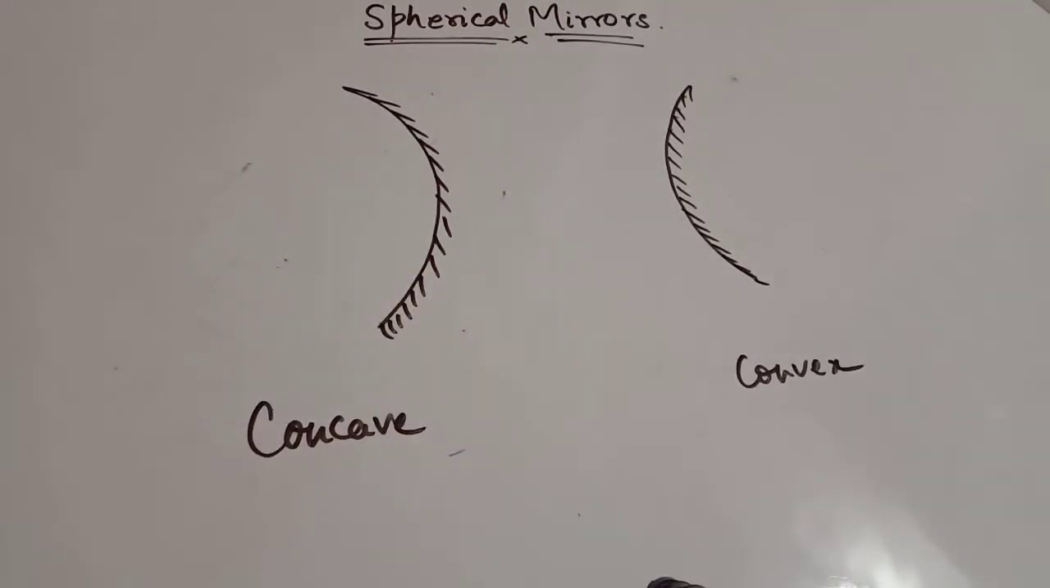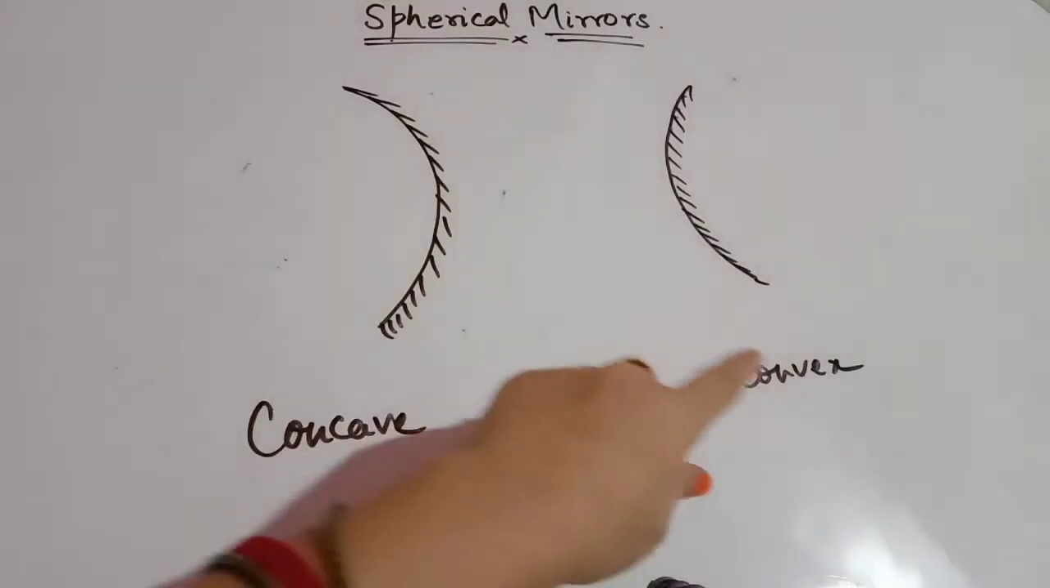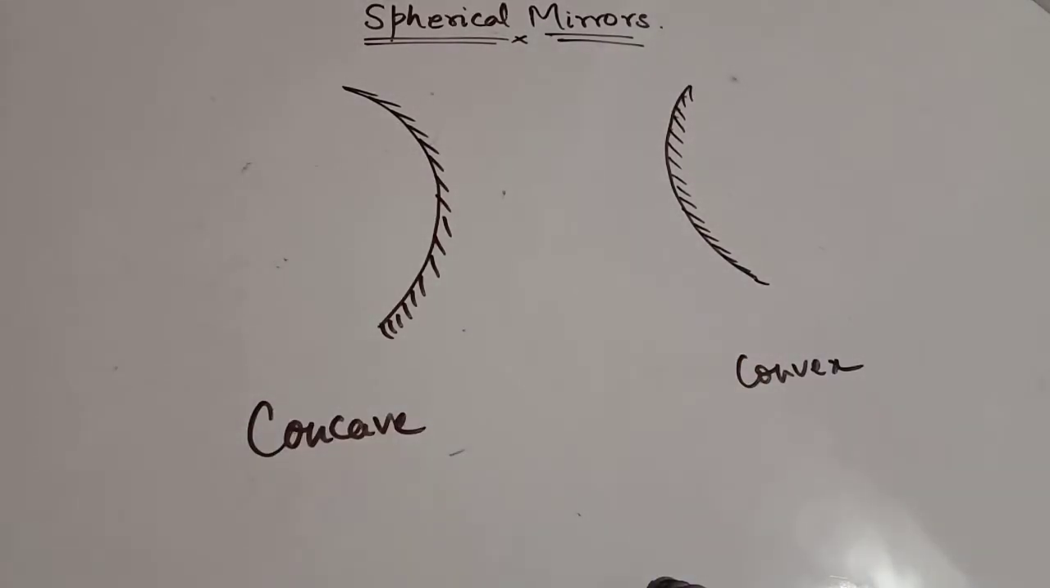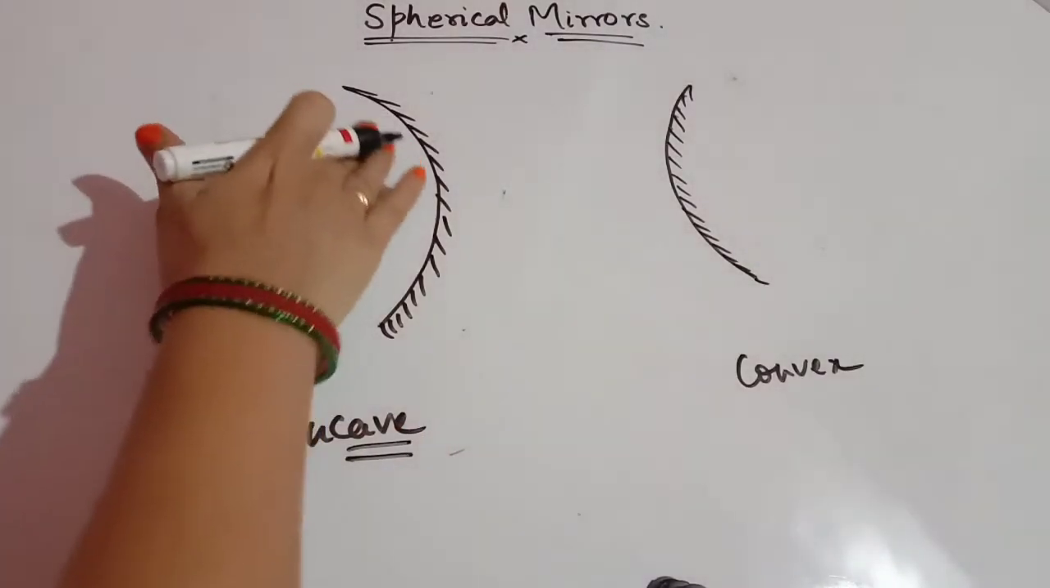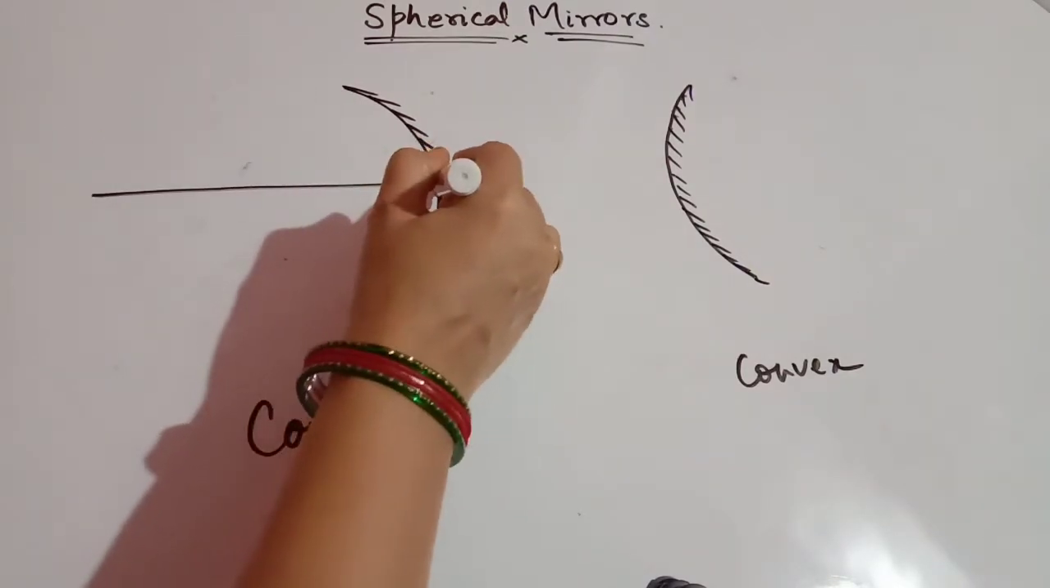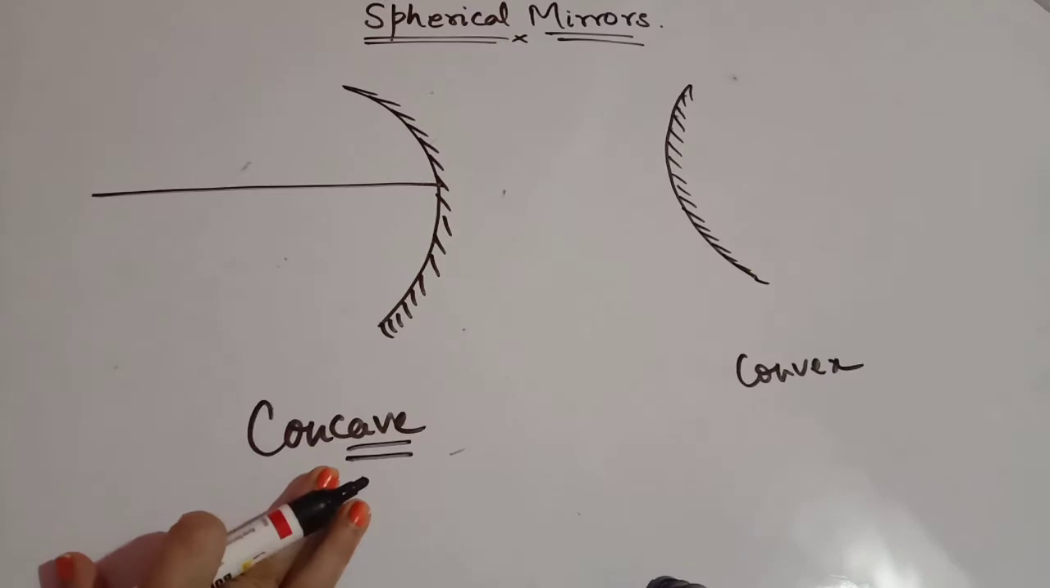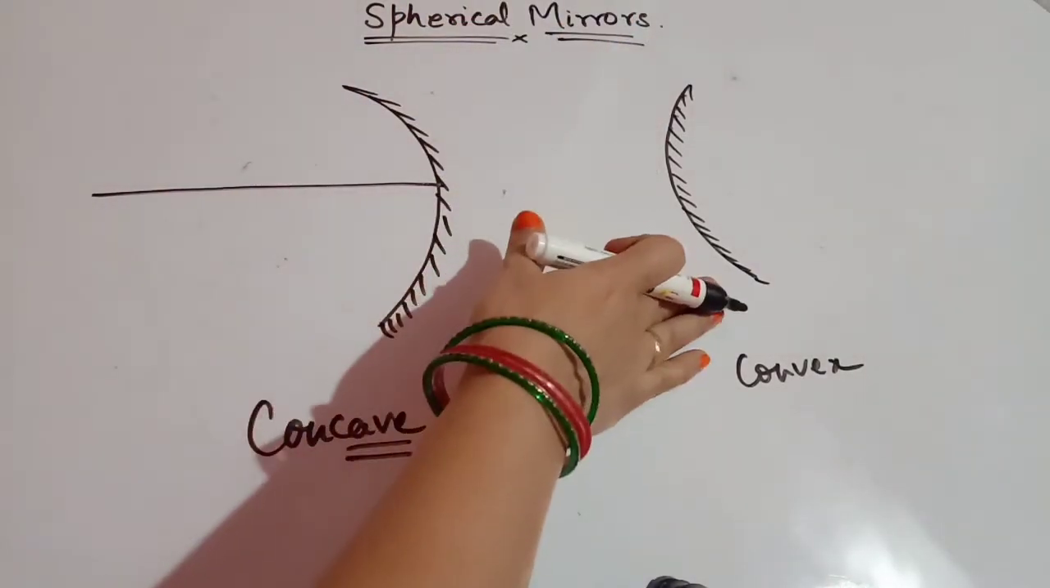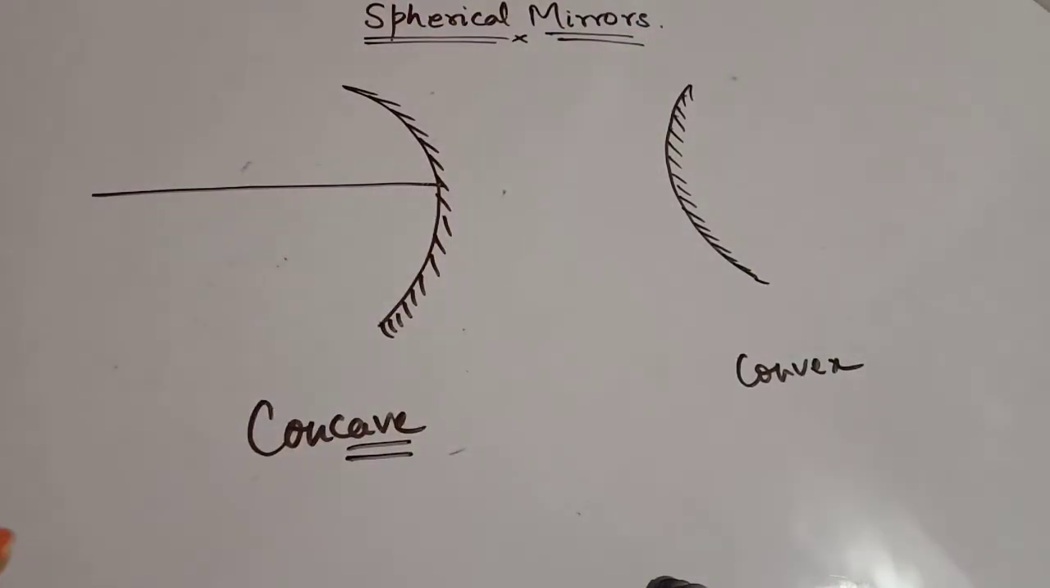So how can you recall the names? You have to understand concave and convex. You know the meaning of cave, just keep this word in your mind, cave. So this is cave, this is the cave. So this kind of mirror is known as the concave, and the bulging part of this kind of mirror is known as the convex mirror.